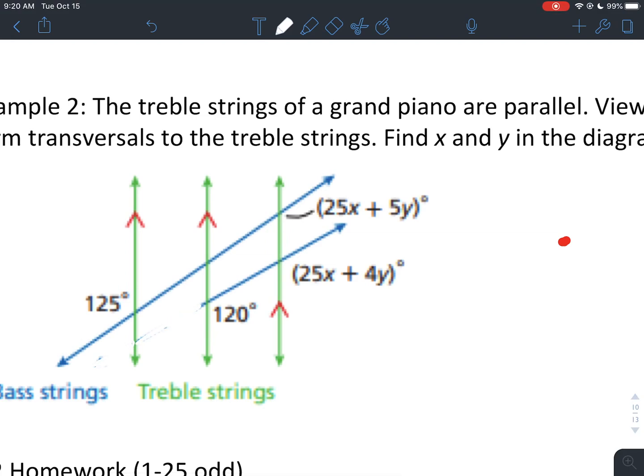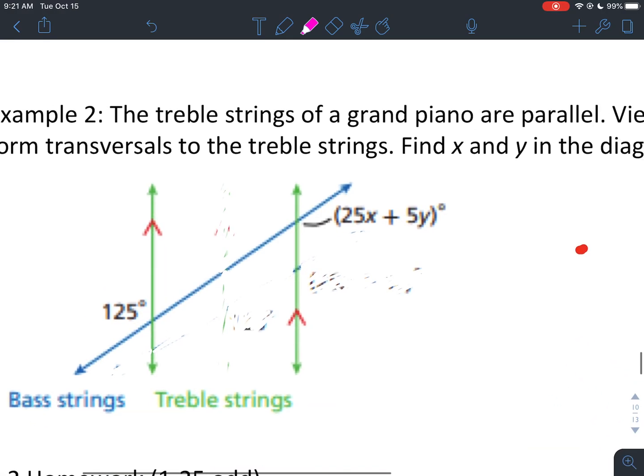So I'm whiting out this other blue line, which means I'm also whiting out 120 degrees, because for right now, I'm just dealing with that top line. And I'm also going to white out the 25x plus 4y. Okay, so I'm just looking at that top line, and I really don't even need this line in the middle for right now. So I've got two parallel lines being cut by a transversal, and so first thing I would ask you is, what is the relationship between these two angles? What is the relationship between this angle and this one over here?